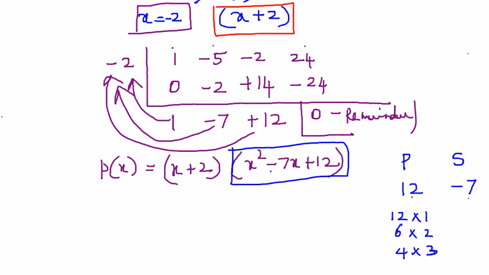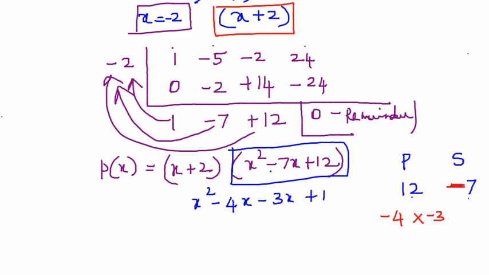But I don't want these two, because if I add these two I will never get minus 7. So I'm going to use 4 into 3, right? So 4 into 3 is 12, but I want to get a minus 7 here when I add these two. So I'm going to put a minus sign on both. So x squared minus 7x plus 12 can be written as x squared minus 4x minus 3x plus 12. So you take x out common, it becomes x into x minus 4 minus 3 into x minus 4.